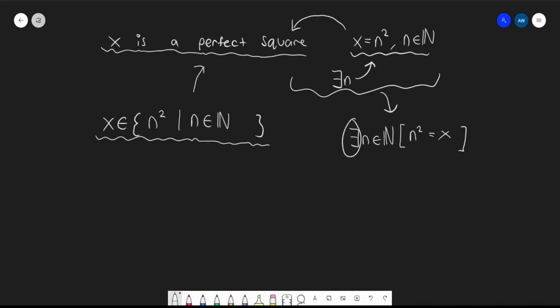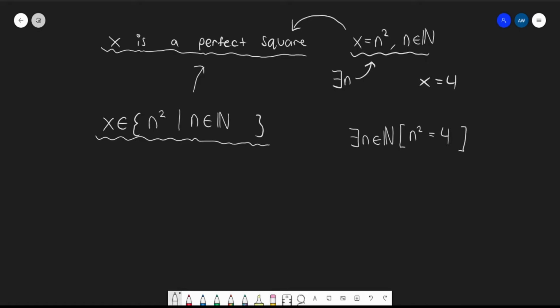If there exists a number n, which is part of the natural numbers, that satisfies this condition, then x is indeed a perfect square. And I know this is a bit more difficult to understand than this guy over here, so let's use an example. Say that x is equal to 4. So let me just erase this and put the number 4 there.